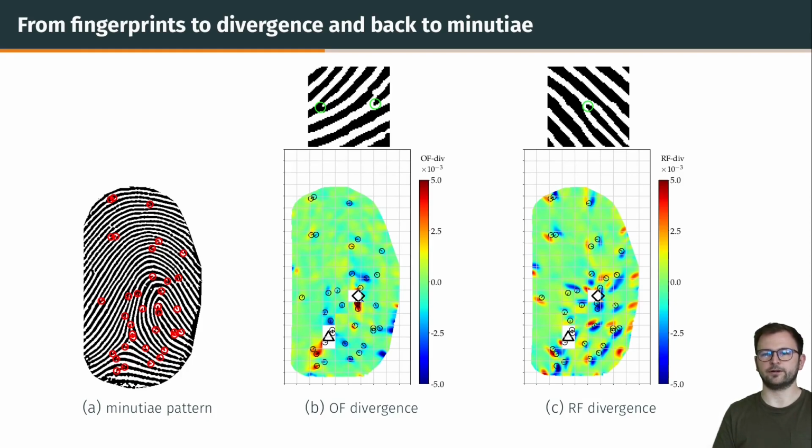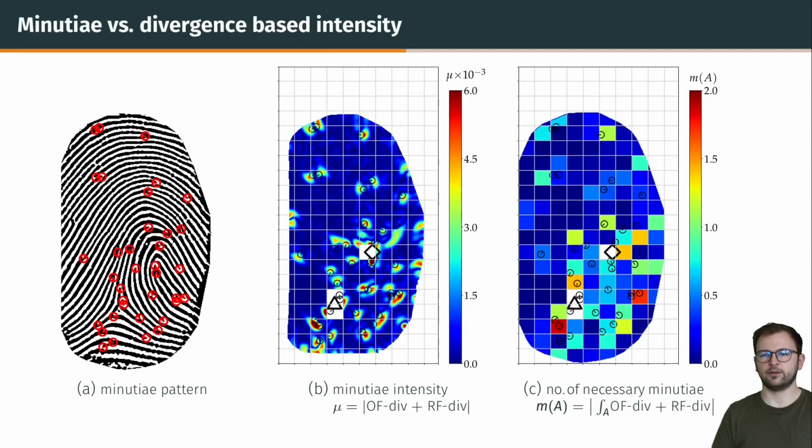By summing orientation field and ridge frequency divergence, we end up with what we call the minutiae intensity. This is our prediction for the occurrence of minutiae within a certain region. And indeed, what you can see is that there is quite a nice correlation between the points where minutiae do occur and the locations where we have high minutiae intensity.